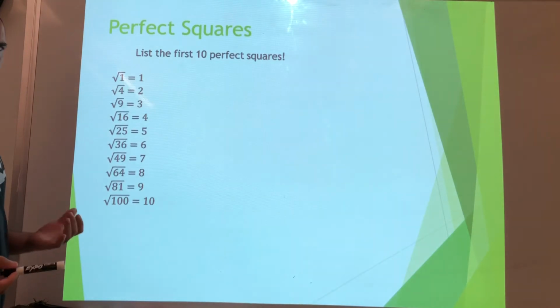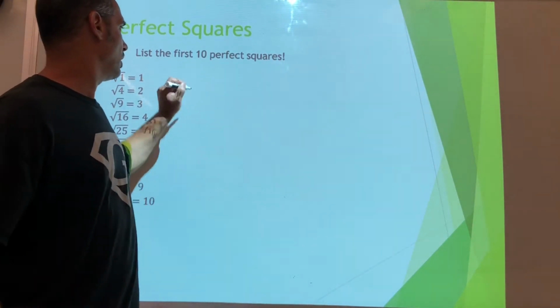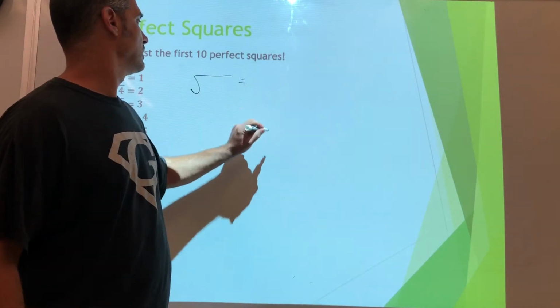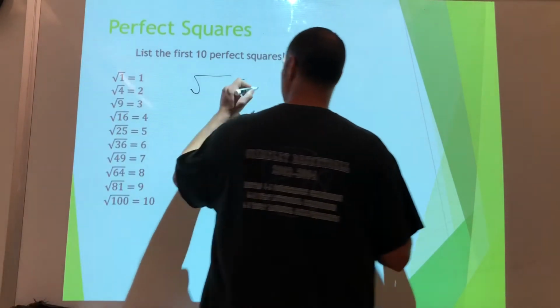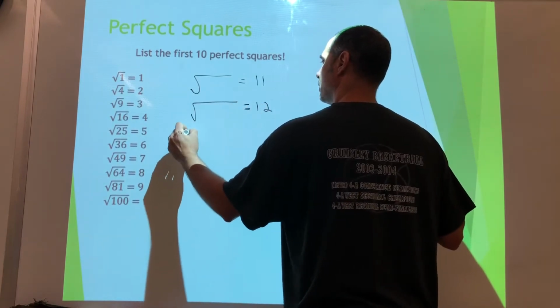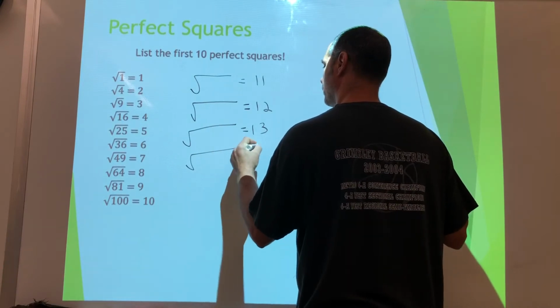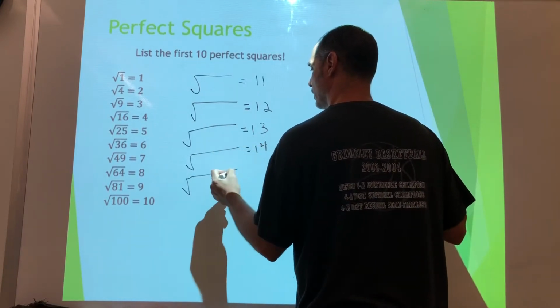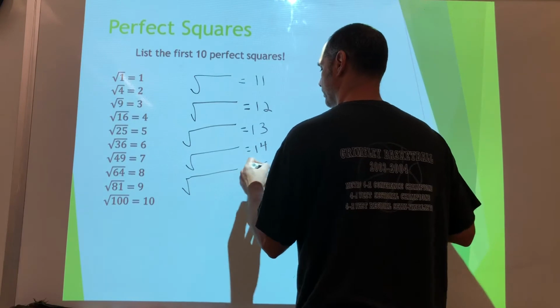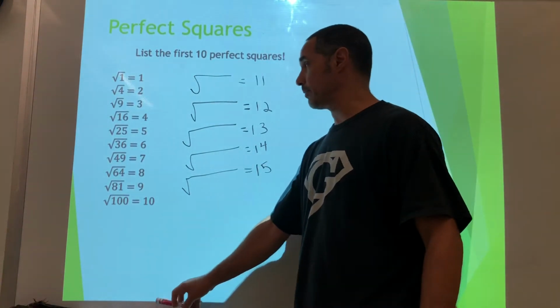You should also try to memorize through 15. So you should know the square root of what is equal to 11, the square root of what is equal to 12, the square root of what is equal to 13, the square root of what is equal to 14, and the square root of what is equal to 15. Now if you know these, fantastic. If you don't, that's all right.